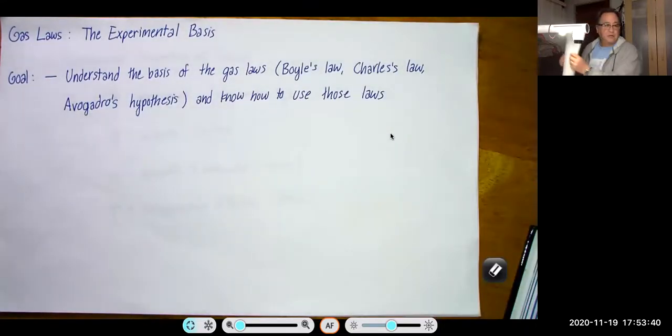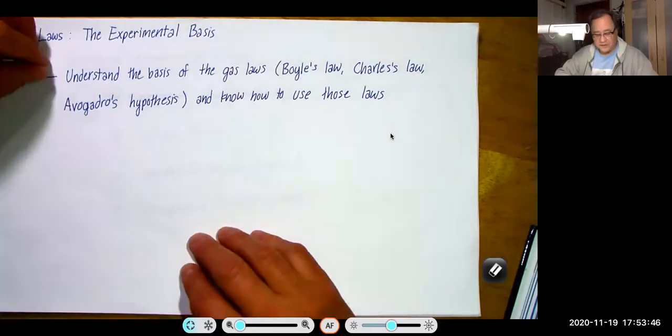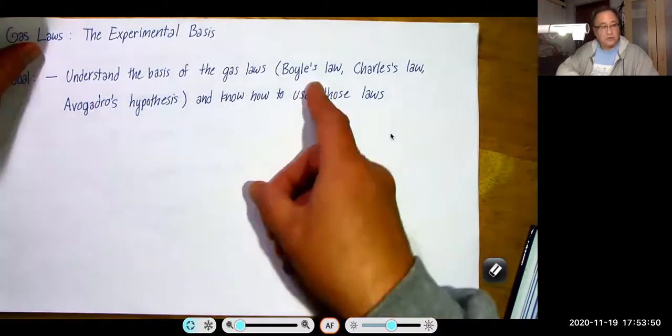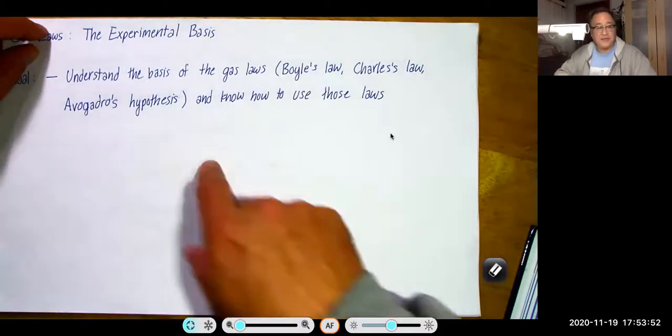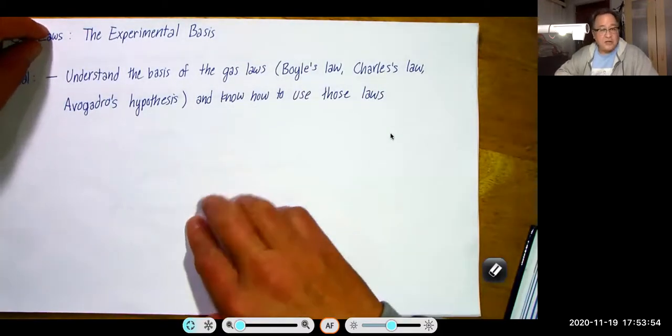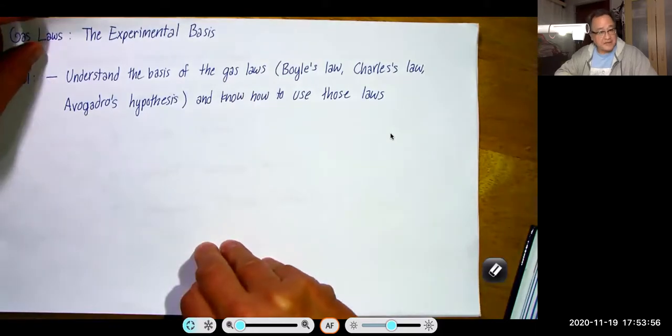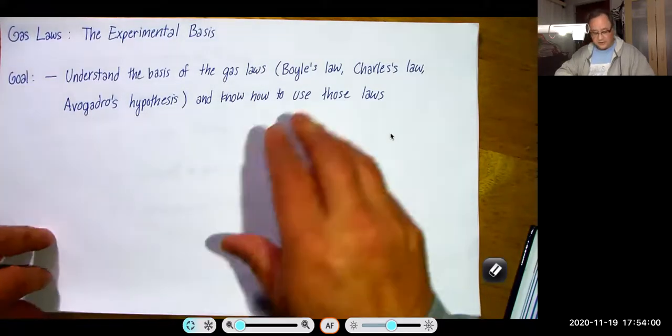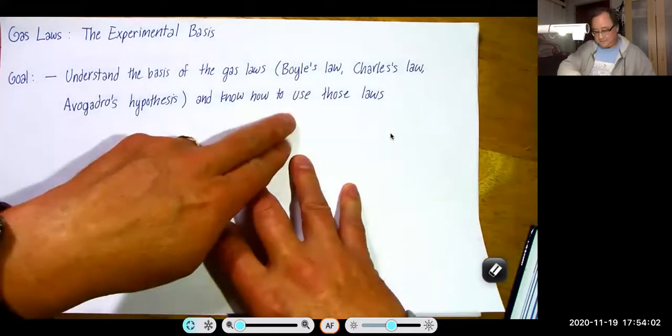All right, so gas laws, the experimental basis. We want to understand the basis of the gas laws, Boyle's law, Charles' law, Avogadro's hypothesis. There's also Gay-Lussac's law, and there's the combined gas law. All right, and we want to know how to use those laws, and that's going to be the second part.